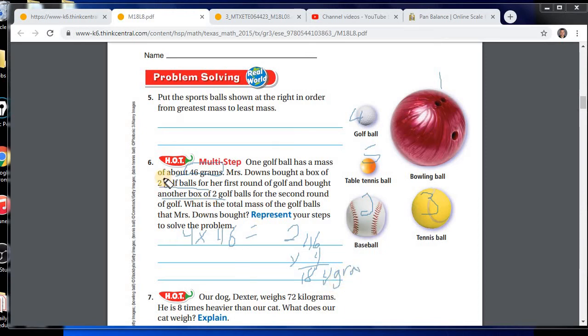You could have also added 46 twice for these two and got the total for that box, added 46 twice here and got the total, then added the 2 sums, and you would have gotten 184. So we're going to continue.